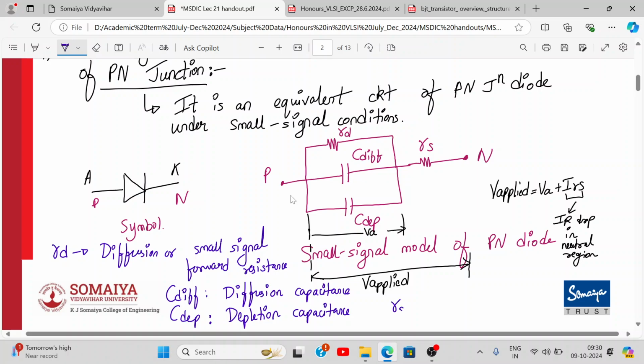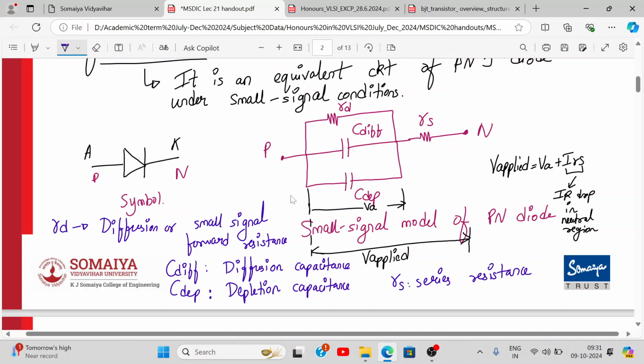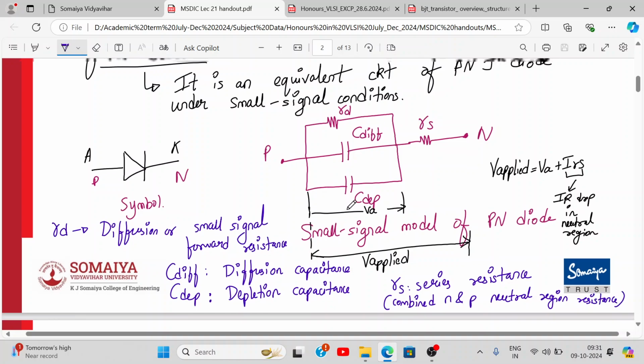And the last one is RS. Now RS is the series resistance of the combined N and P neutral regions. You know, P and N neutral regions are there apart from your depletion region. So that also corresponds to certain resistance, which is series resistance. This is the combined N and P neutral region resistance. All right, so kindly note it down.